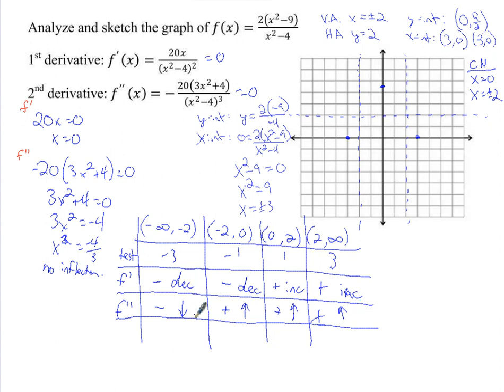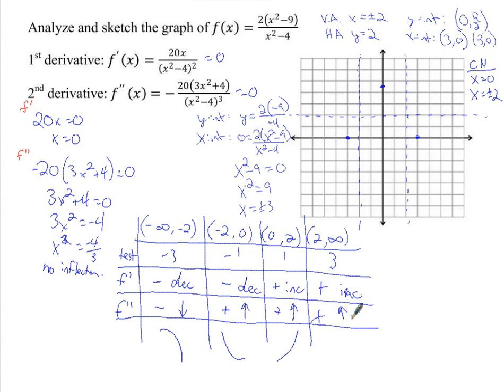Decreasing and concave down. The only way we can be decreasing and concave down is if the graph looks something like that. Decreasing but concave up, the only way that can be possible is if the graph looks like this. Increasing and concave up, the only way that's possible is if the graph looks like this. And then increasing and concave up. Sorry, this should not be up.